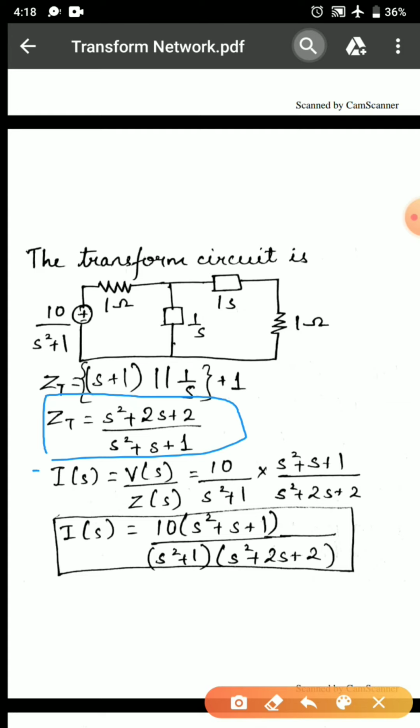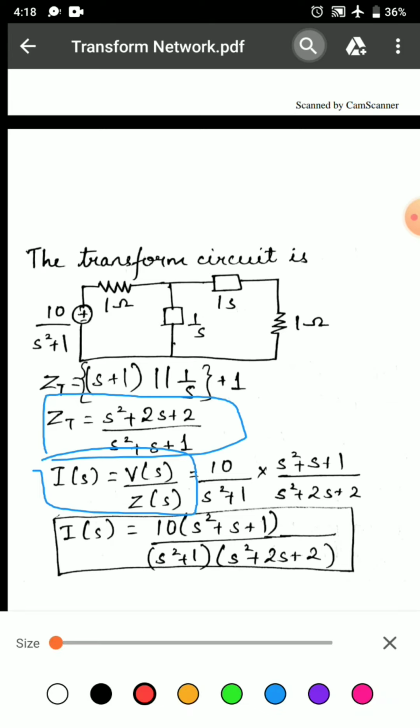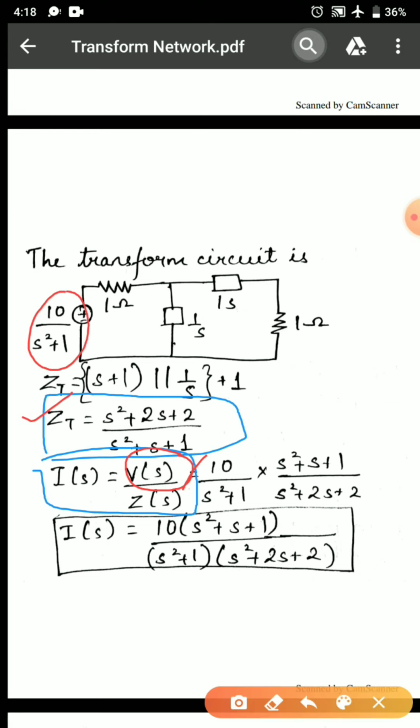We all know according to Ohm's law, I of S is equal to V of S upon Z of S. We already have the Z of S answer. We have already found Z total. We know V of S, that is 10 upon S square plus 1. Substituting all the given values in the I of S equation, we get this and the question is hence proved.